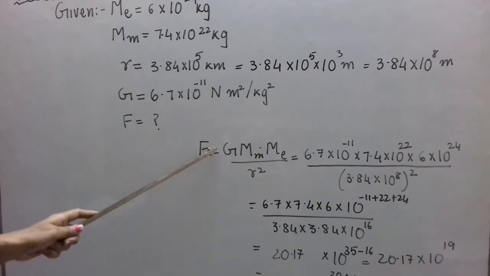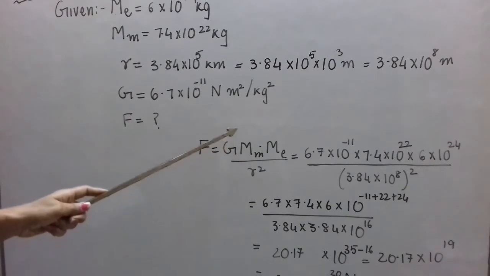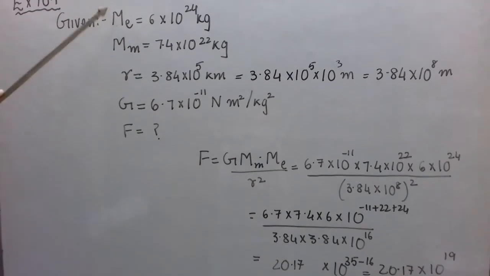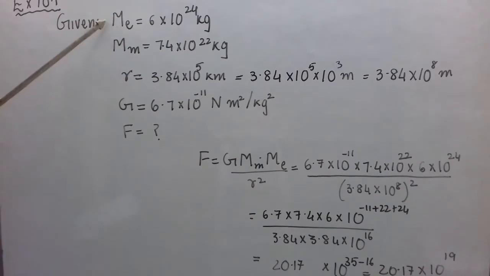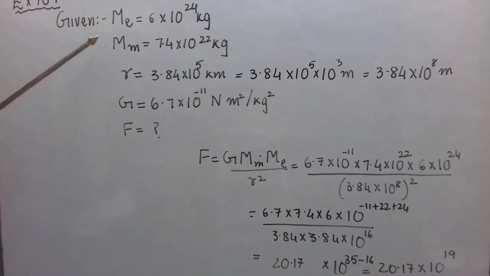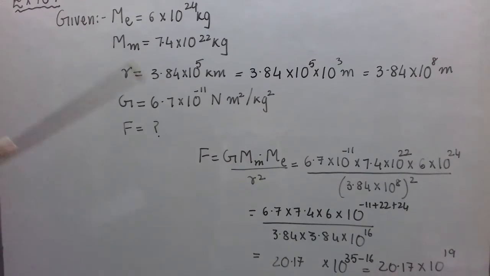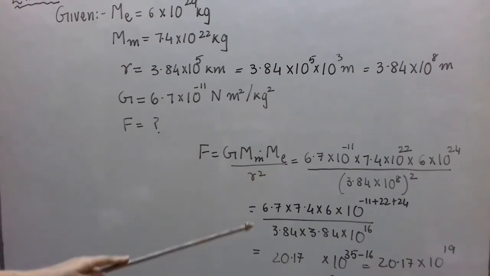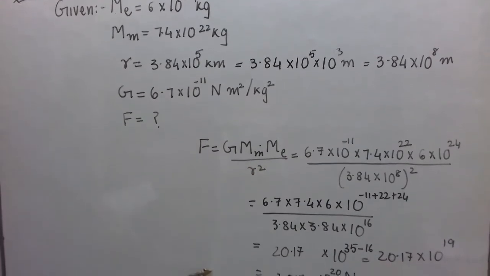F is equal to capital G m m into m e upon r square. See students, you can also represent these masses by m1, m2 also. There is no problem in doing it. Now just put the values and do the simplification as I have shown here.